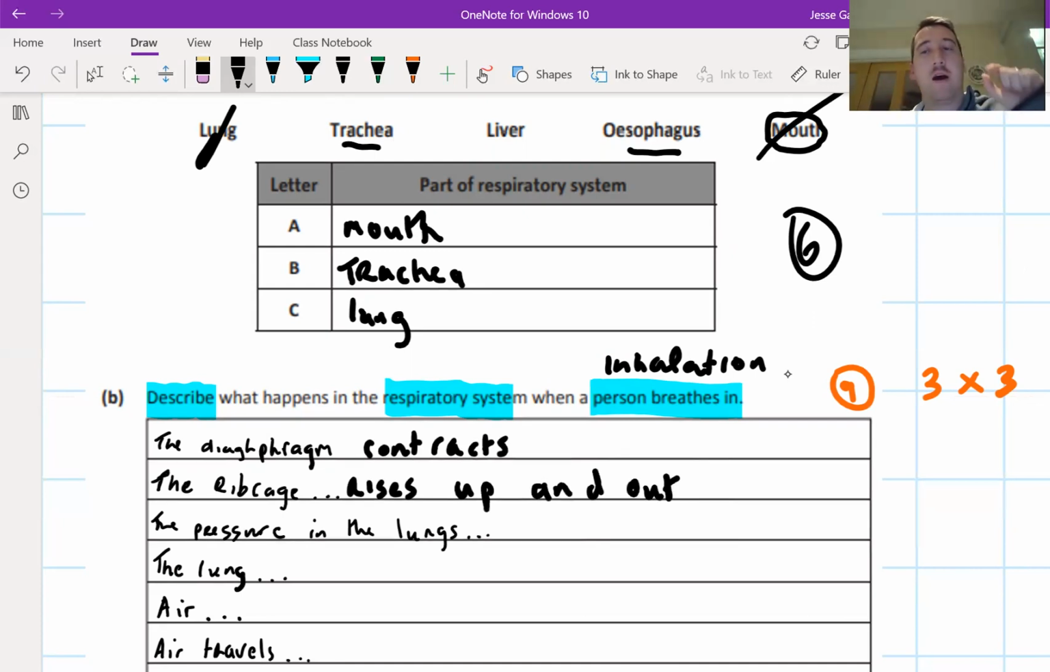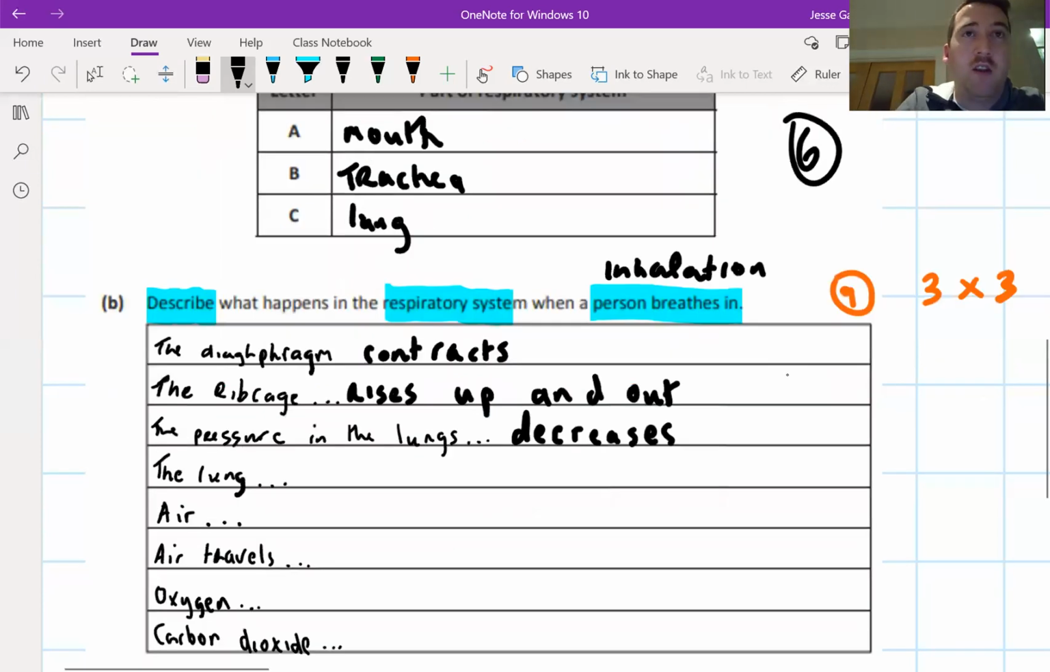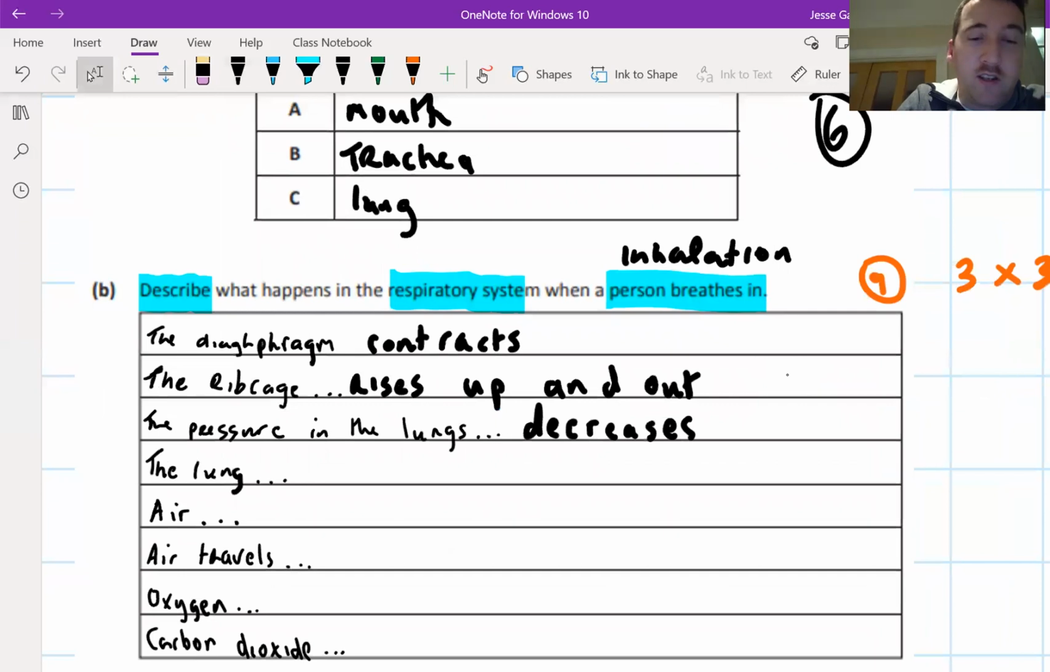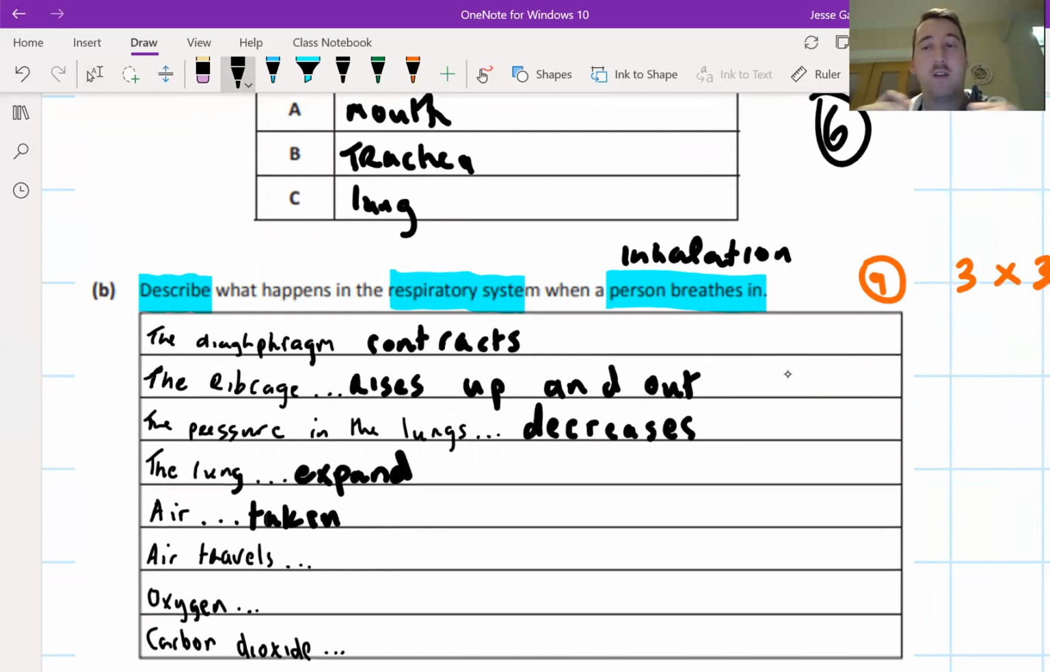The pressure in the lungs, what happens to it? Well, it decreases. When the muscles do their thing, the rib cage goes up and out, which makes the space bigger, and the diaphragm goes down, which makes it bigger. That makes the pressure in the lungs drop. And then the lungs expand, which means they get bigger. And as they get bigger, air gets sucked in through the nose and the mouth. So we'd say air is taken in, or air is sucked in, through the mouth and the nose.